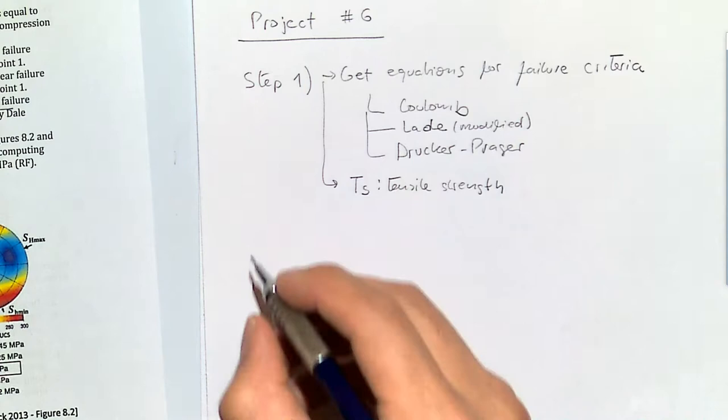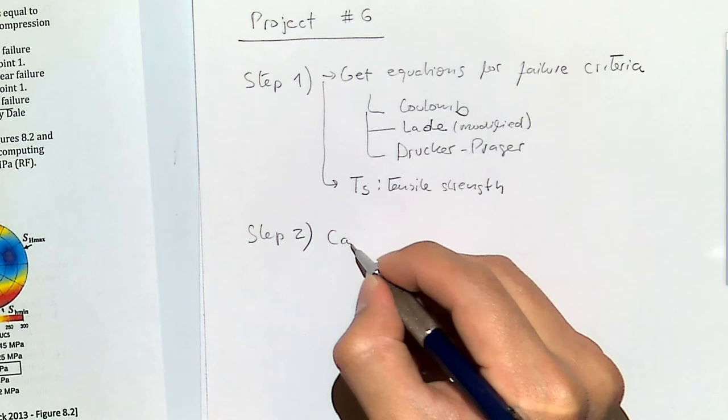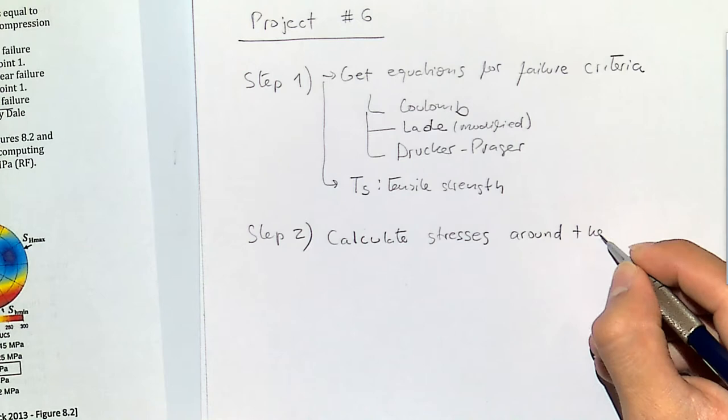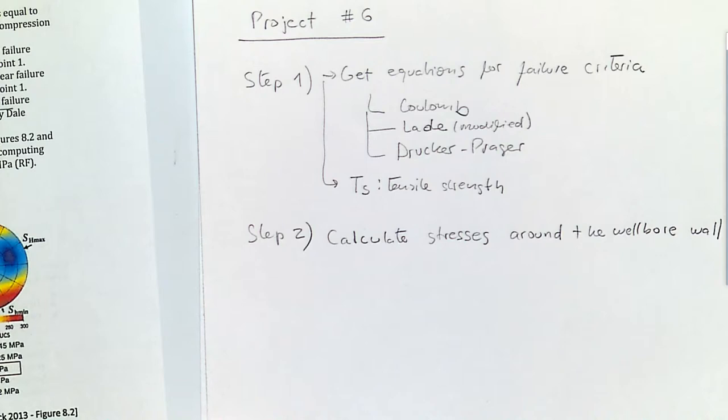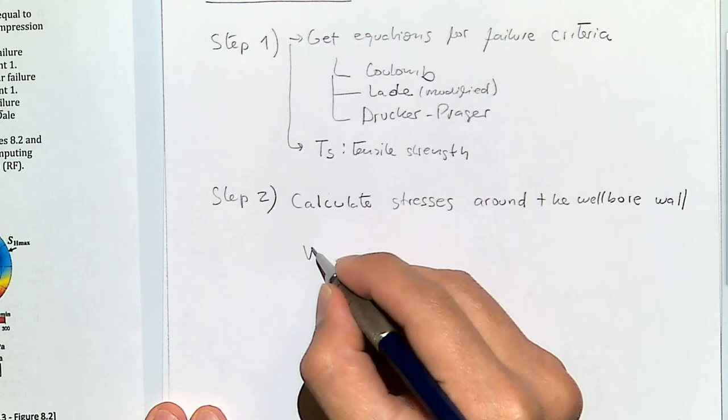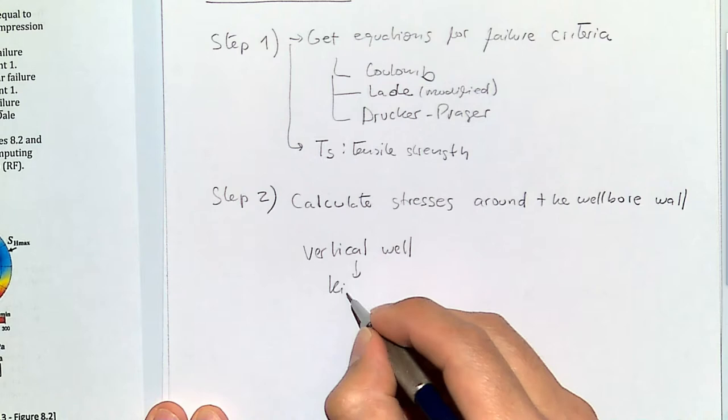Step two is you have to calculate the state of stress around the wellbore wall. How do you do this? You do it with the Kirsch equations. You already did this for a vertical wellbore, right? And the procedure for a vertical well is very easy, just use Kirsch.